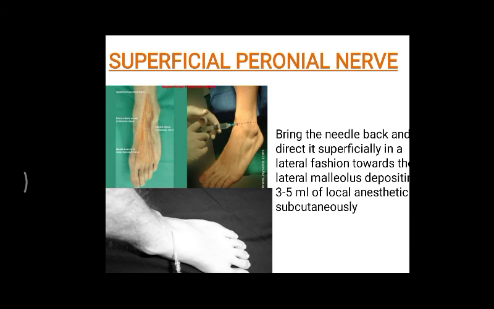Moving to the superficial peroneal nerve, we can block it with the same needle stick. We have to just bring back the needle and direct it superficially in a lateral fashion towards the lateral malleolus and give the local anesthetic there subcutaneously only.